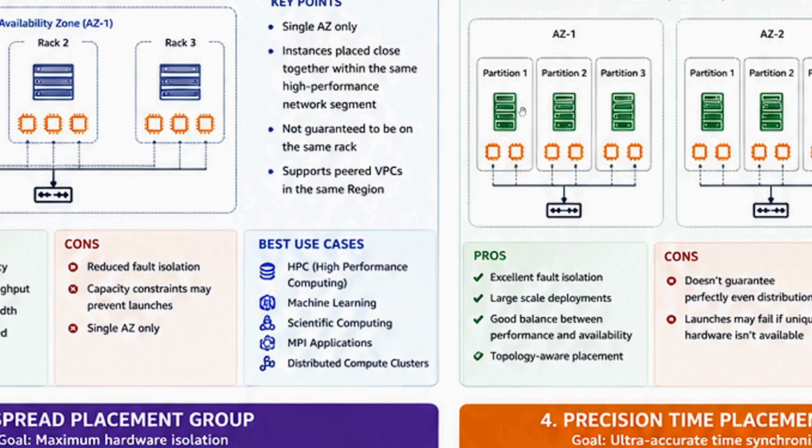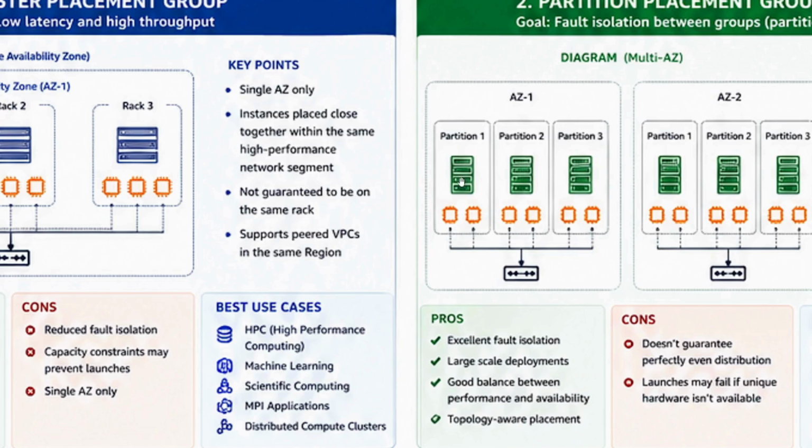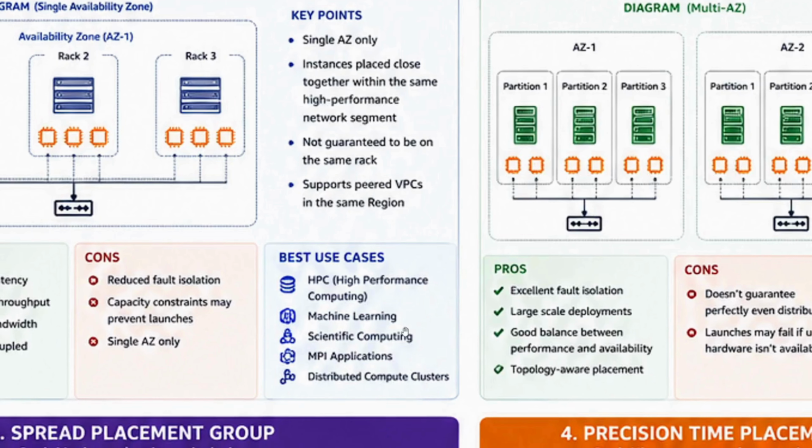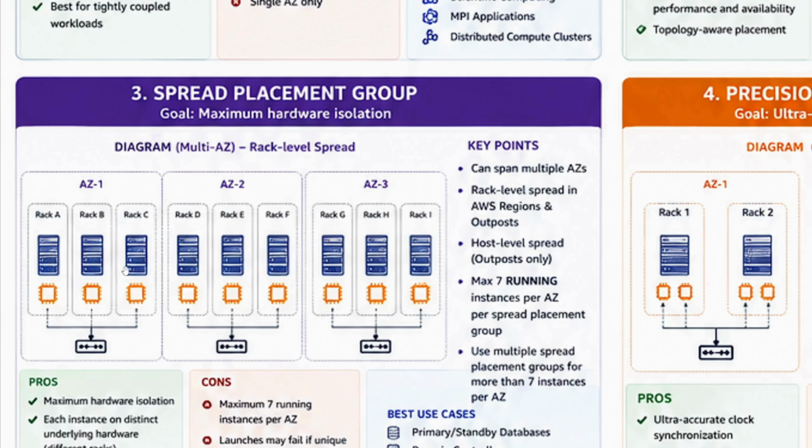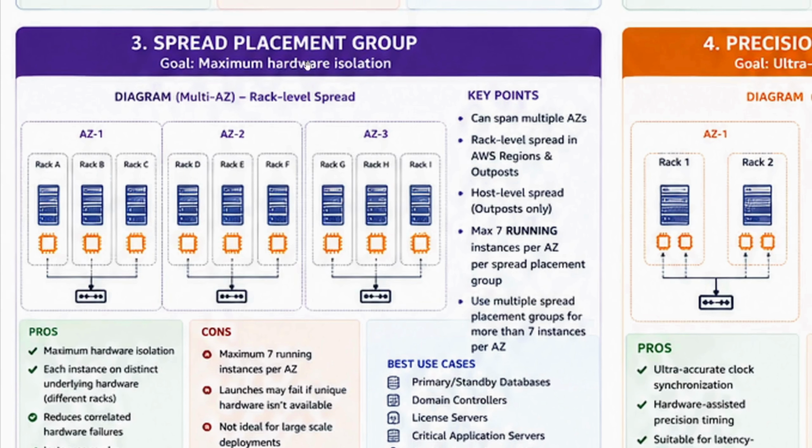And similarly, in partition placement, 2 racks or 3 racks could create one partition, or one rack could create one partition. But you can have a group of instances in that particular partition. Here it is maximum hardware isolation. So only one rack, one instance. One rack, one instance. This is the hardware isolation that spread placement group provides.